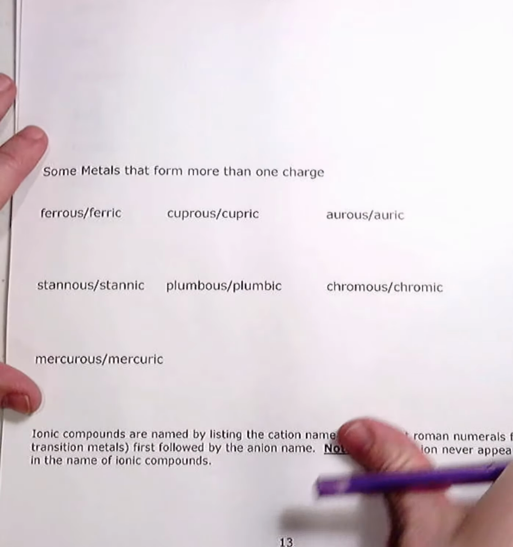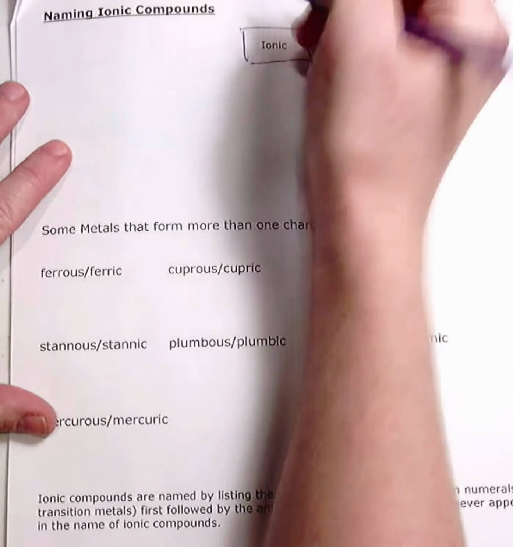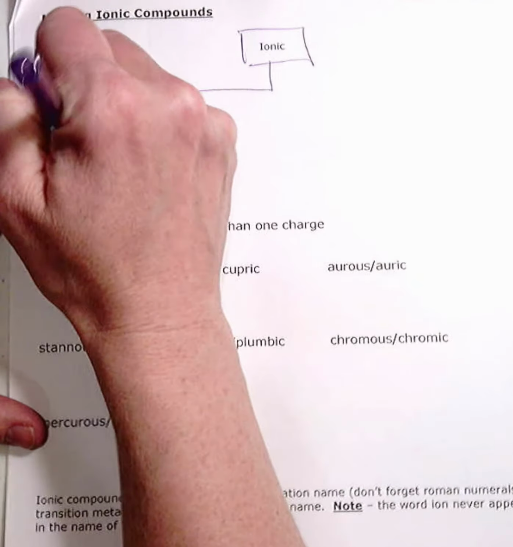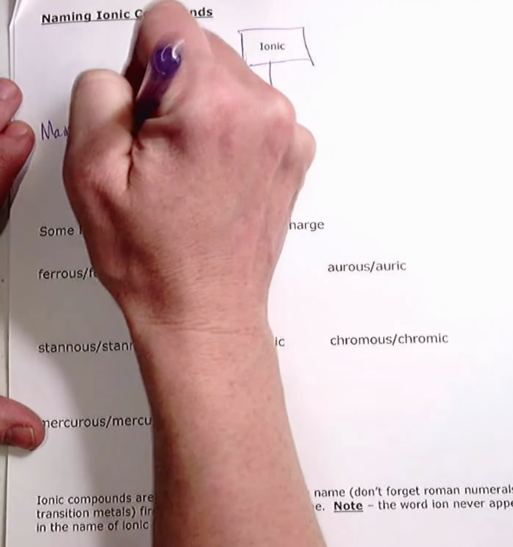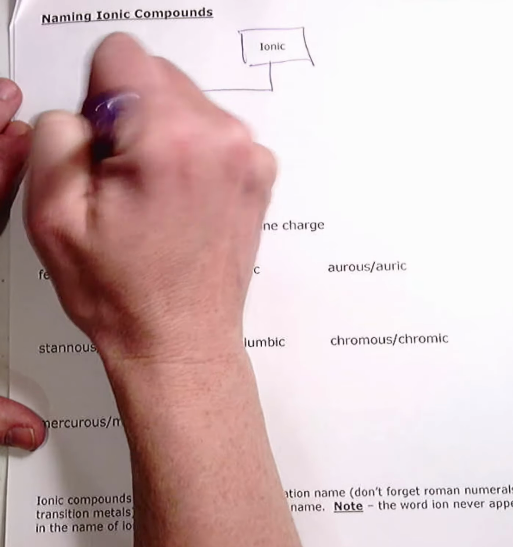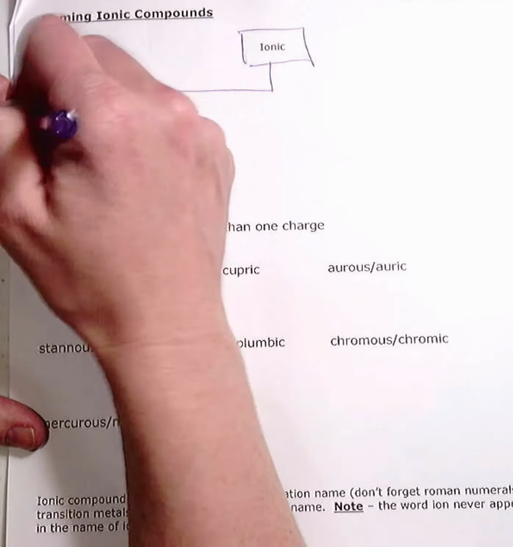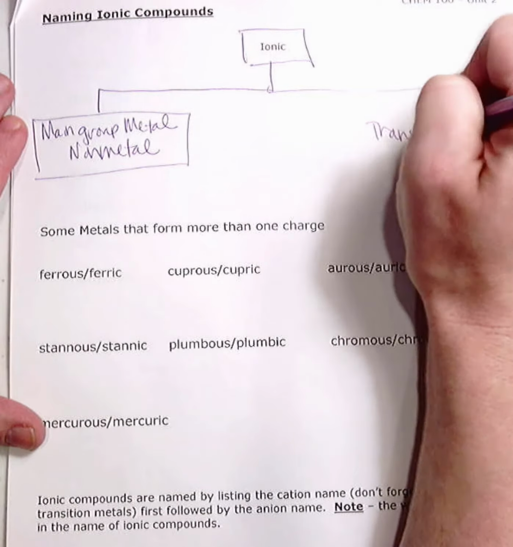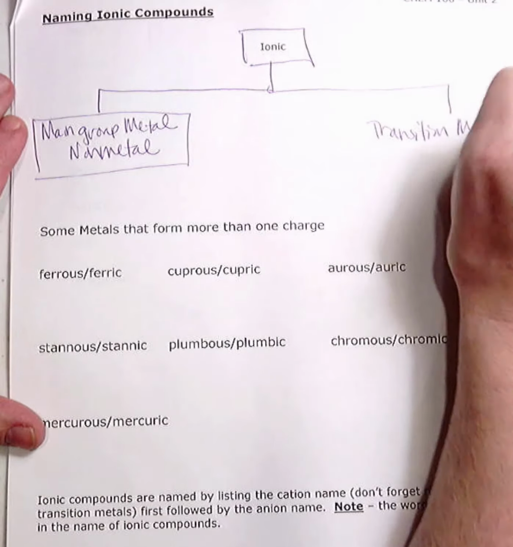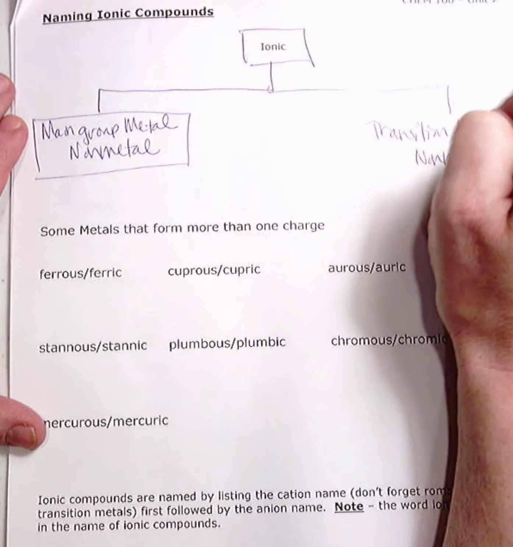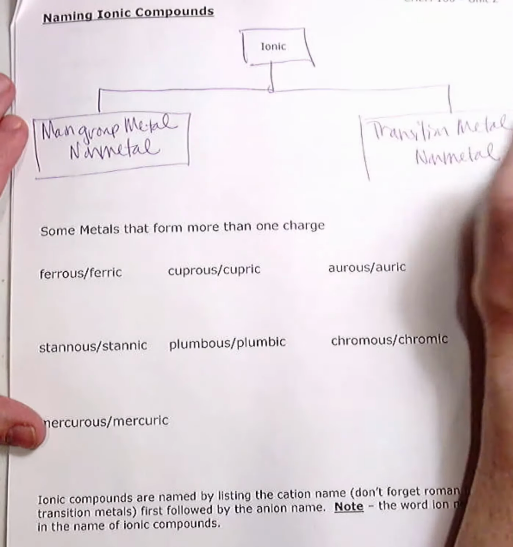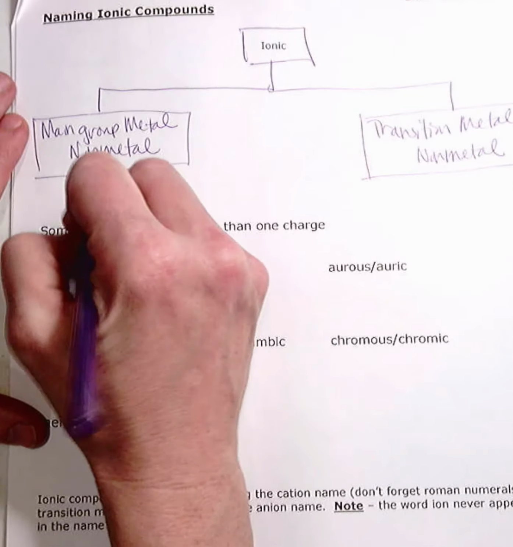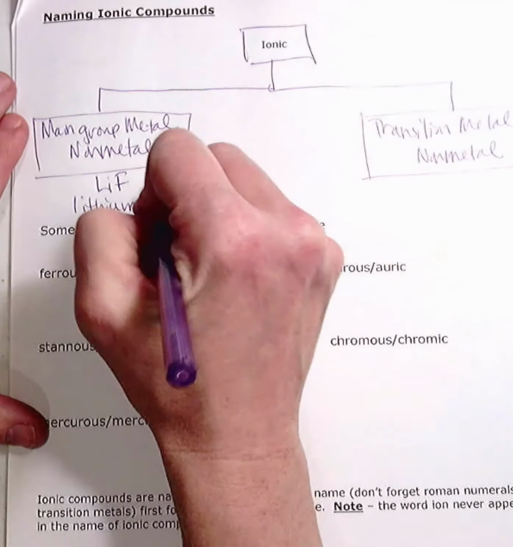There are two ways to name them. You have ionic compounds with a main group metal bonded to a non-metal. And then the other option that you could see is a transition metal bonded to a non-metal, or any polyatomic ion, both of those. So you can have this. That would be lithium fluoride.